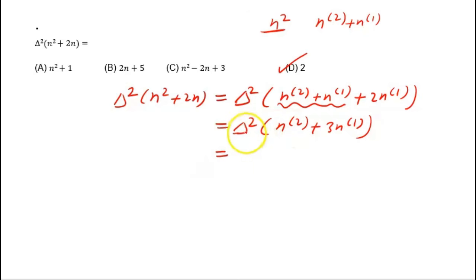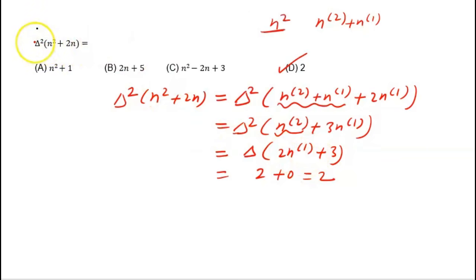So delta square means I need to operate delta on this first, and delta operator acts like a differential operator. So n to the power 2 will give me 2n to the power 1 and plus 3. Now again I need to operate. So 2 and n to the power 1 will give me 1, because it will become a derivative, and delta of n to the power 1 is 1, and delta of 3 is equal to 0. So I will get 2 plus 0. So the correct answer is 2, right? How the delta works, how the shift operator works, all these things I have discussed in the video where I have discussed the inverse operator method.